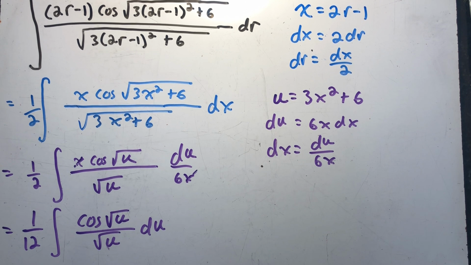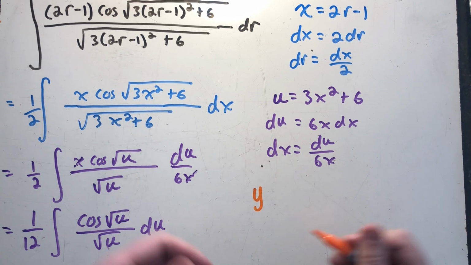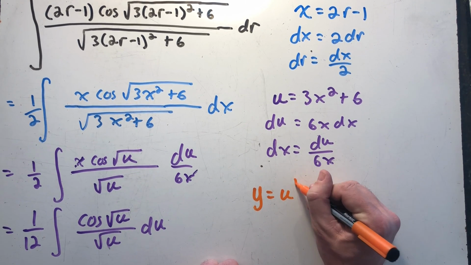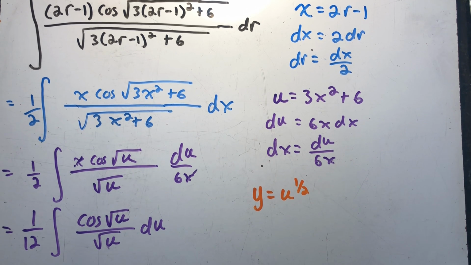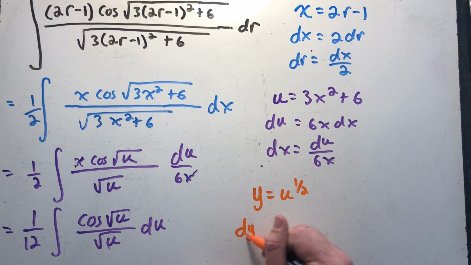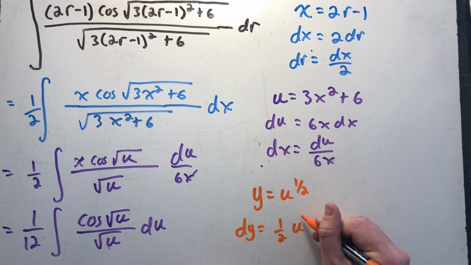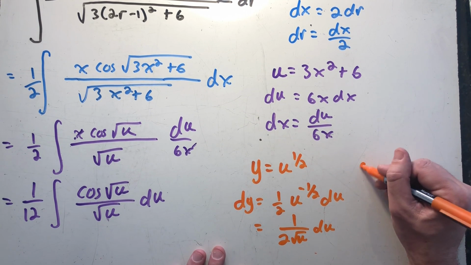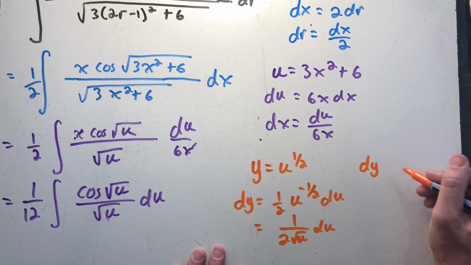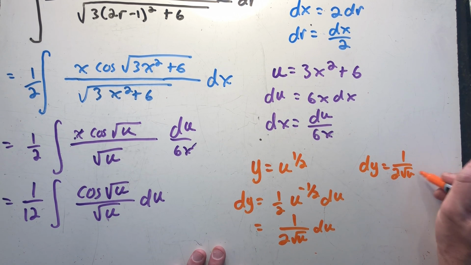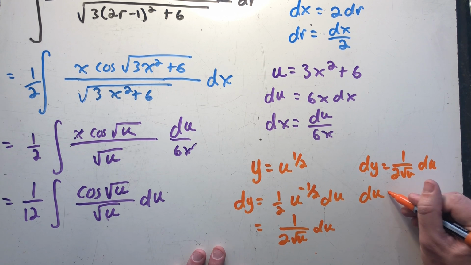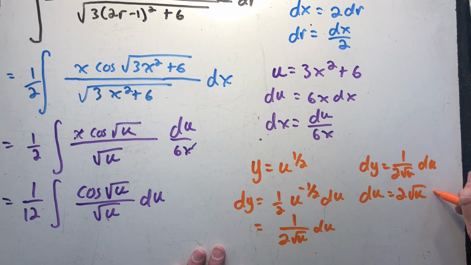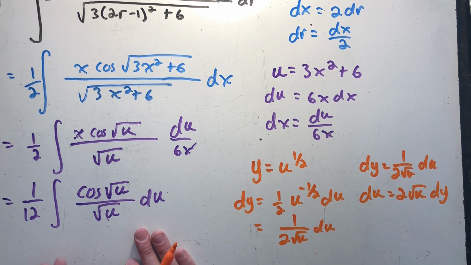And so now I'm going to let y equal the square root of u, so u to the 1/2. Thinking that will make this a little easier to deal with. So let's see, dy is 1/2 u to the minus 1/2 du, which really is 1 over 2 root u. And so I can think of dy as that expression. And so when I get du by itself, it's 2 root u dy. And so that's what I'm going to replace here.